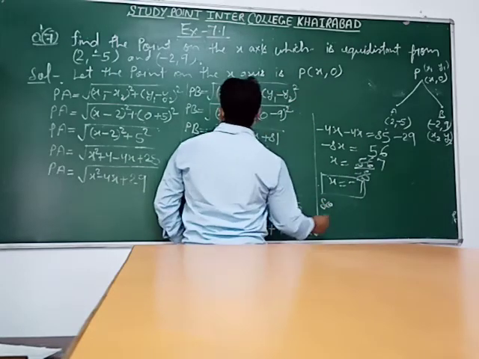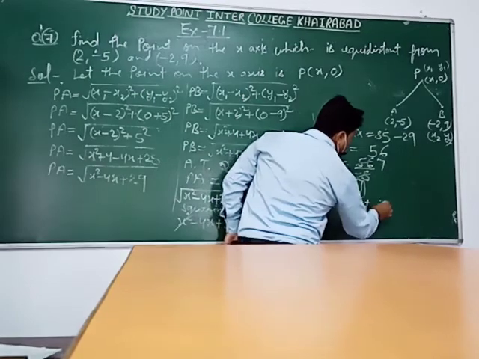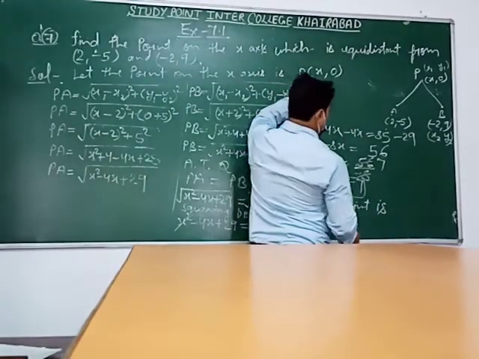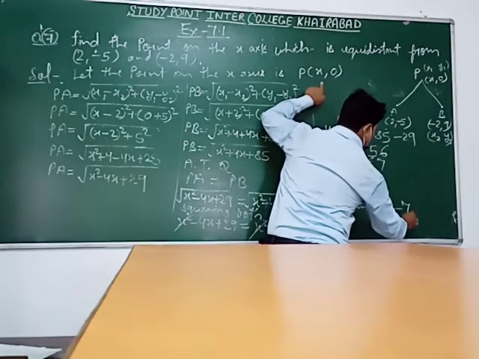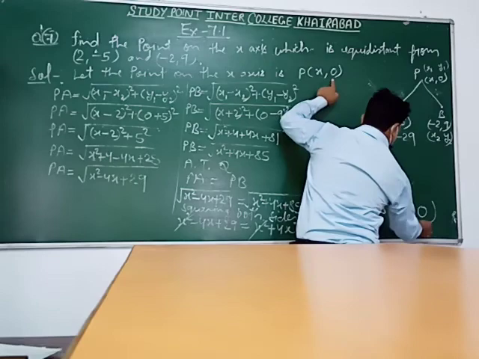So the point is, we assumed the point as (x, 0) and x is -7, and y is also 0. So the point is (-7, 0).